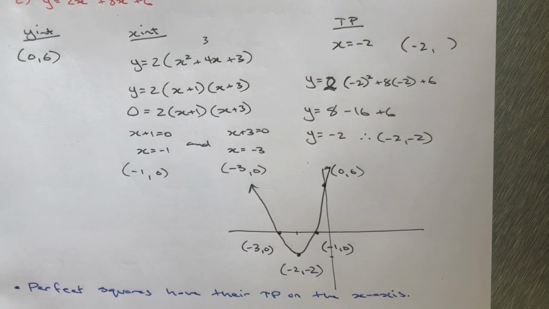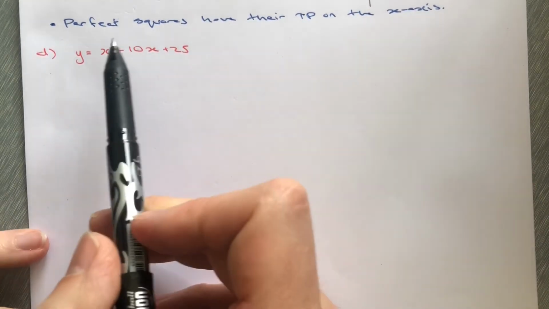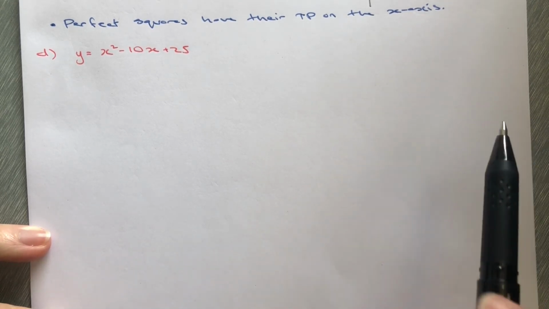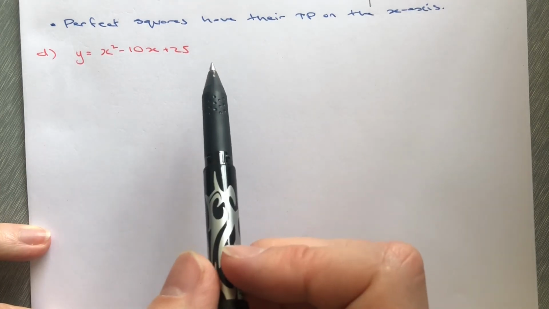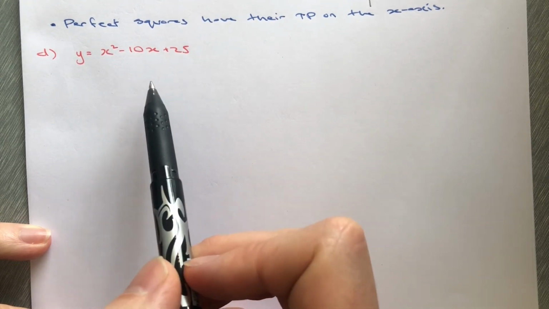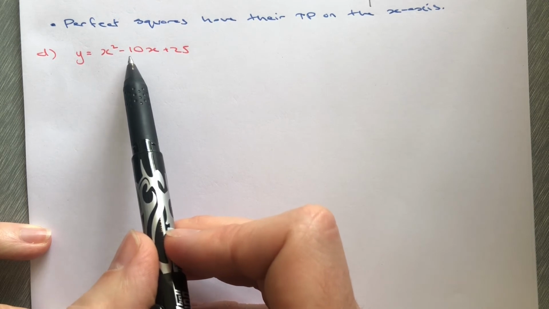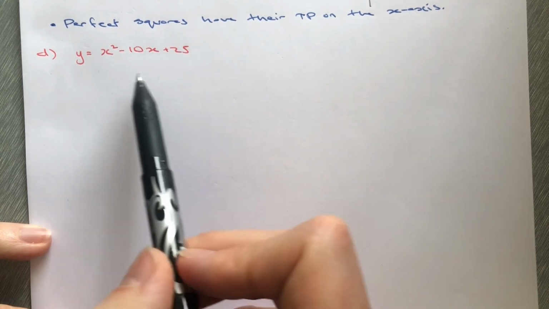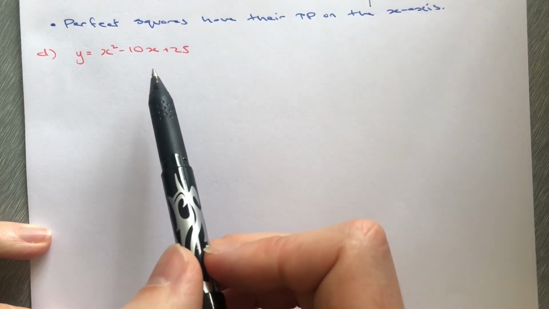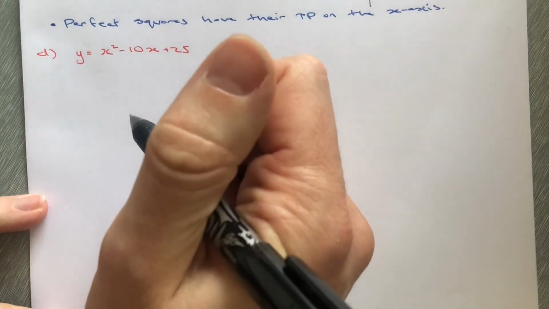There we go. Alright, now the last sort of thing that we're going to look at is that perfect squares have their turning point on the x-axis. So you might remember back to perfect squares. A perfect square is, and we'll use this one as an example, if you look at this middle term and you half and then square it, it should give you what's here if it's a perfect square. So if you half that, it gives us -5, and then square it, gives us 25. Therefore, this is a perfect square. These ones have their turning points on the x-axis.